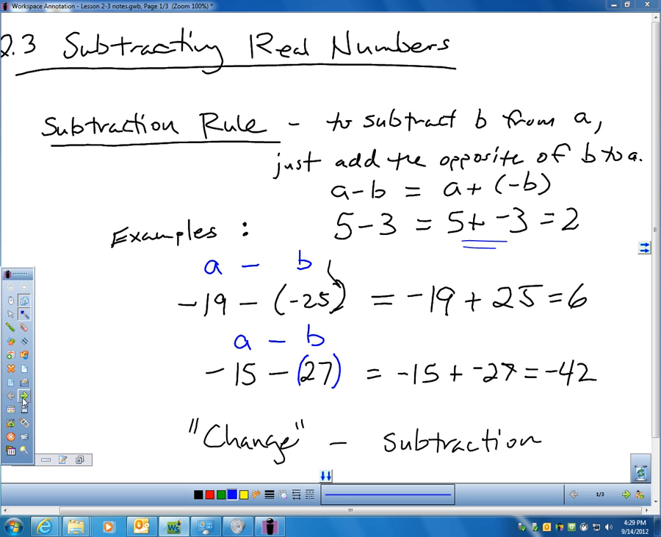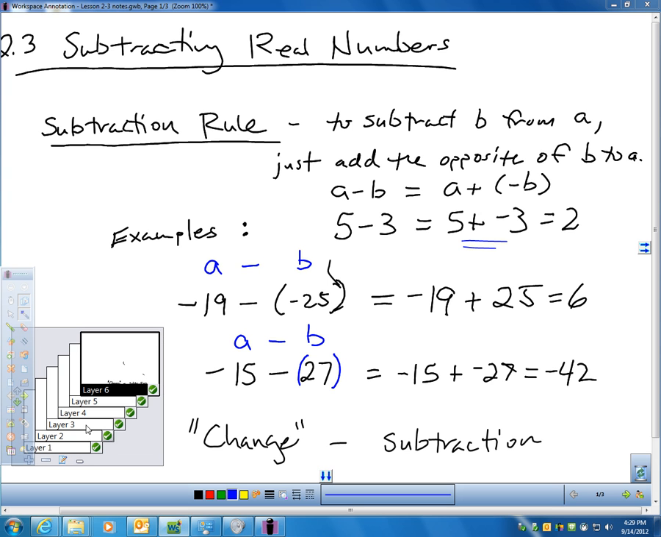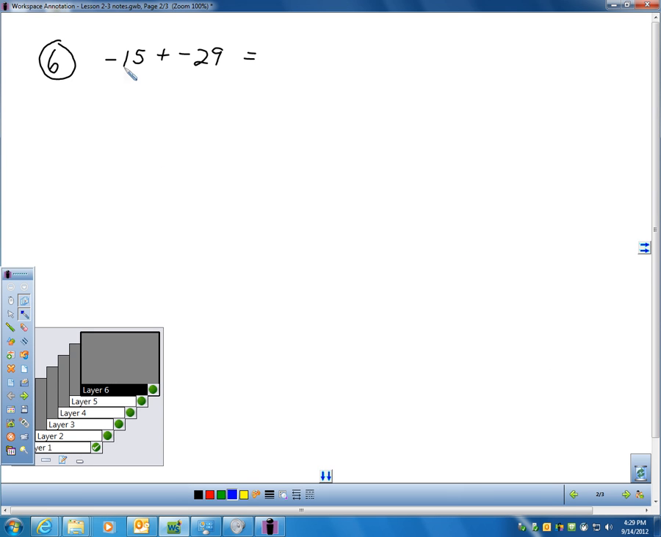I'm going to do a few questions with you together just to make sure we're getting this. If you go to number 6 on page 82, the problem is negative 15 minus 29. And by the way, when we do these, I'm not letting you use a calculator, so this is a property you should learn if you have not already. I'm not actually going to subtract. I'm going to change this to negative 15 plus negative 29. 15 plus 29 is 44, and I know it's negative 44.